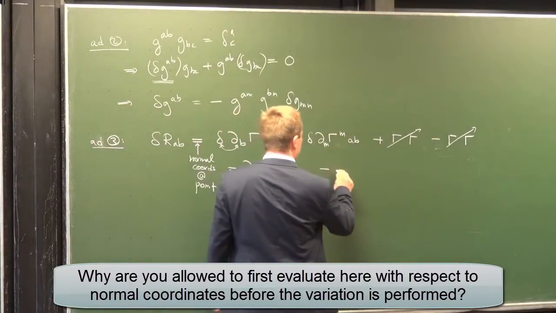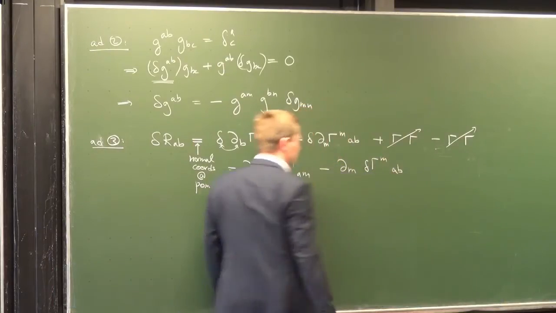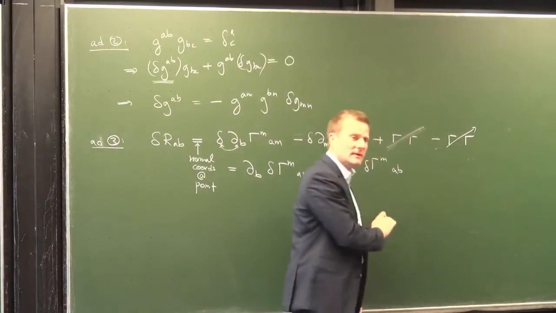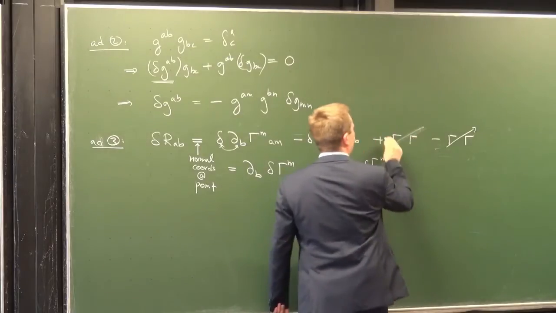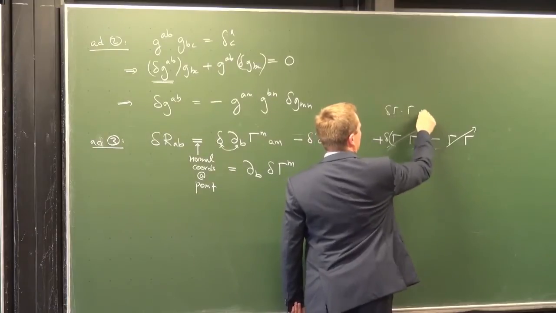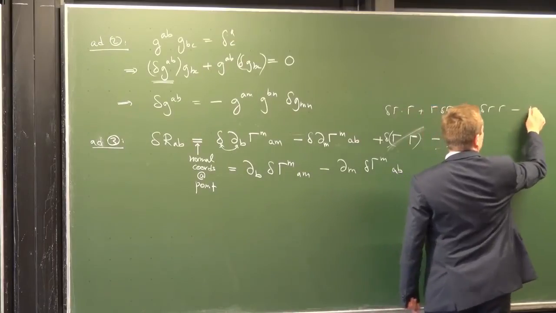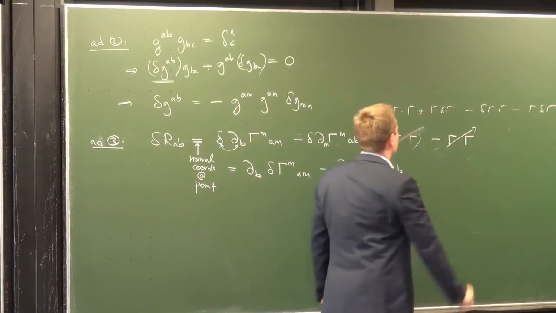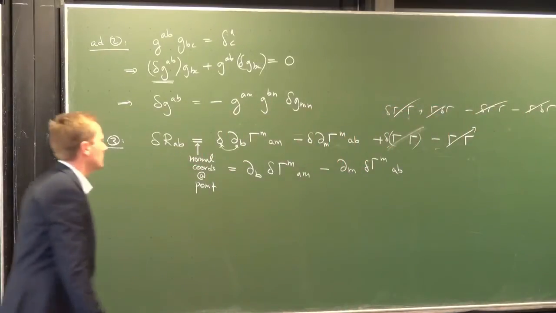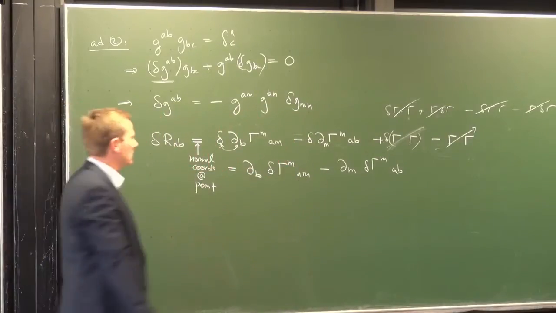And so then you get here minus del m delta gamma m ab. Well, even if you didn't do this before varying, you would here have a delta gamma gamma. That would be a delta gamma times gamma plus a gamma delta gamma. Here a minus delta gamma gamma minus gamma delta gamma. You agree? Still, at the end, there's still one gamma in there that nils this.